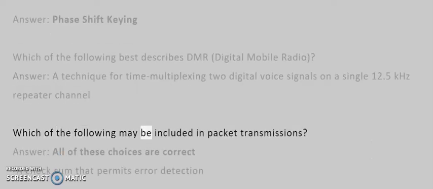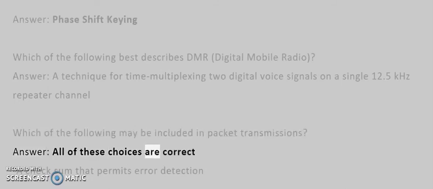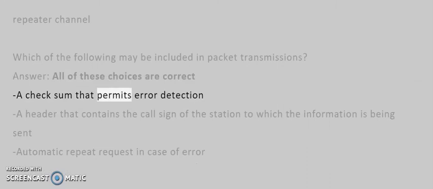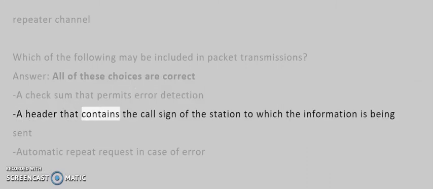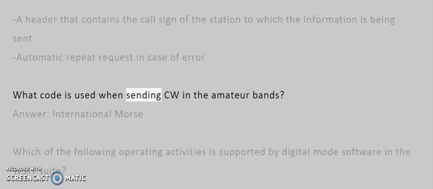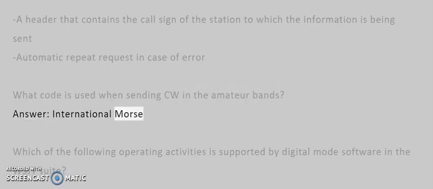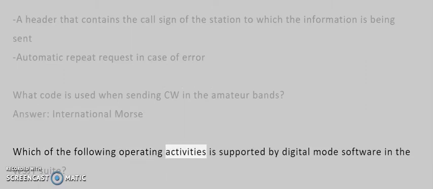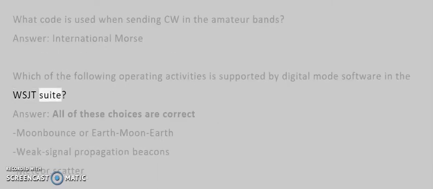Which of the following may be included in packet transmissions? Answer: all of these choices are correct. A checksum that permits error detection. A header that contains the call sign of the station to which the information is being sent. Automatic repeat request in case of error. What code is used when sending CW in the amateur bands? Answer: International Morse. Which of the following operating activities is supported by digital mode software in the WSJT suite?